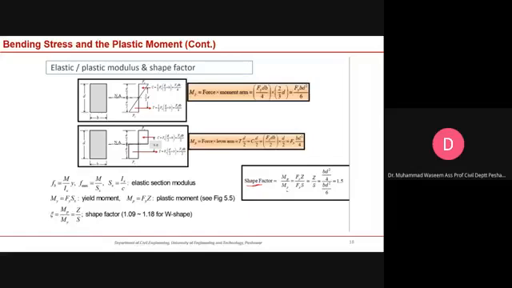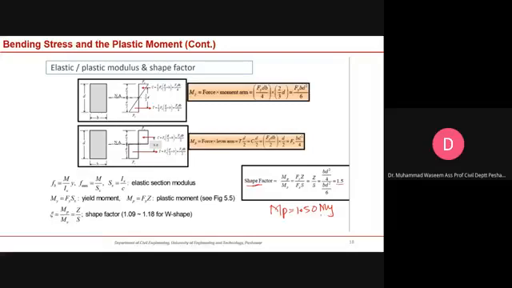What is a shape factor? Now the shape factor gives you an idea, it is the ratio between the plastic moment and the yield moment of a particular cross section. For example, you can see the shape factor is 1.5 for a rectangular cross section. It means that the plastic moment is about 1.5 times the yield moment.